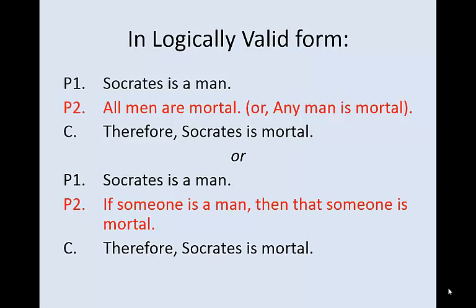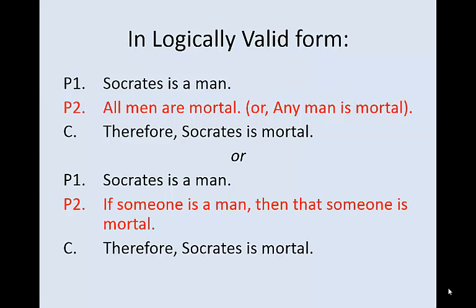Alright, so let's state this argument in logically valid form. Premise 1, Socrates is a man, and then we can add a variety of things to get to the conclusion Socrates is mortal. We could add all men are mortal, or any man is mortal, or we could add if someone's a man, then that someone is mortal. You can pick any. Any will do, so it just sort of depends on your preference.